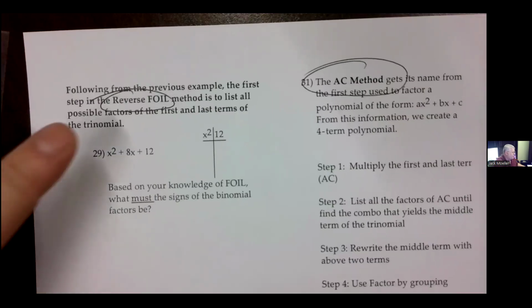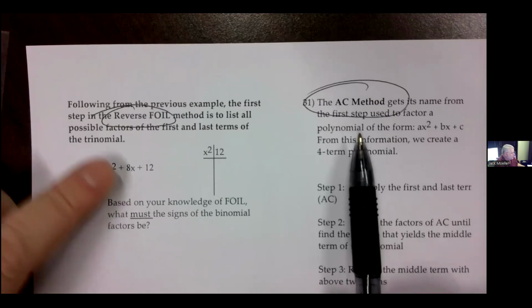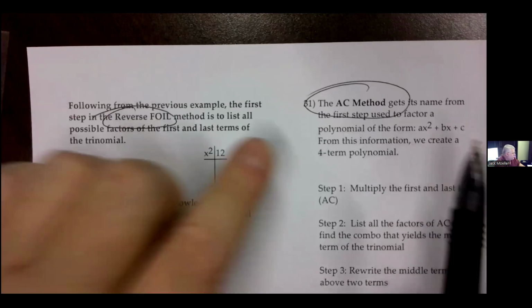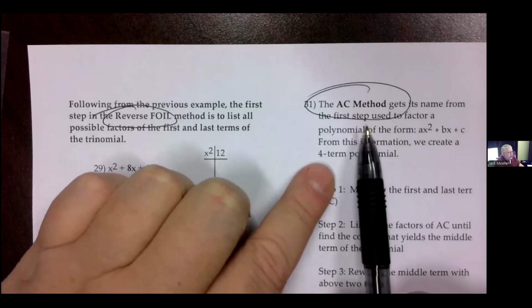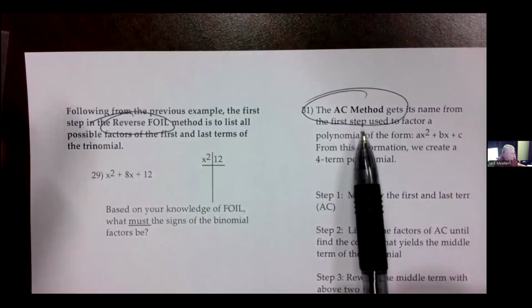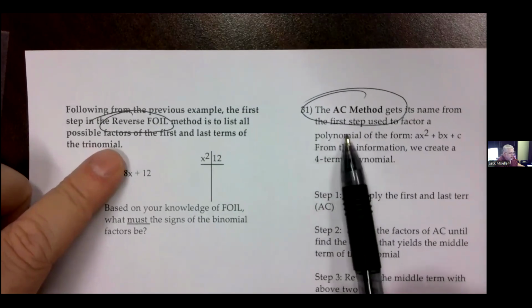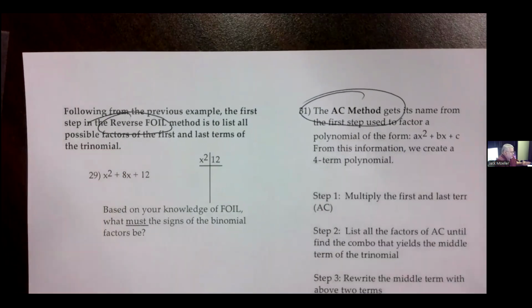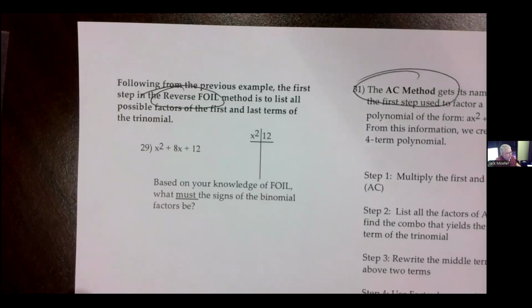And it's to your benefit to practice both of these in the homework. Some students like to always use reverse FOIL. Some students like to always use the AC method, and that's fine. I personally use reverse FOIL most of the time, but when they get messier, I like to use the AC method. But it's nice to know both methods. And if you don't practice them both, you don't know which one works better for you and when.